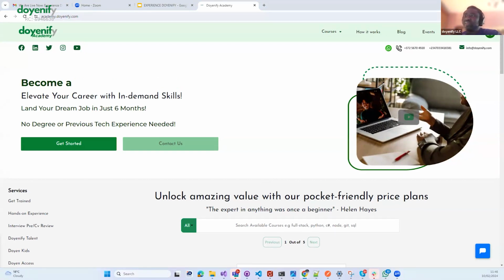So talking about the cohort and the Doyenify, we have 2 kinds of programs. I believe you can see my screen, everyone. Yes. So I'm sharing my screen for us to understand the platform.